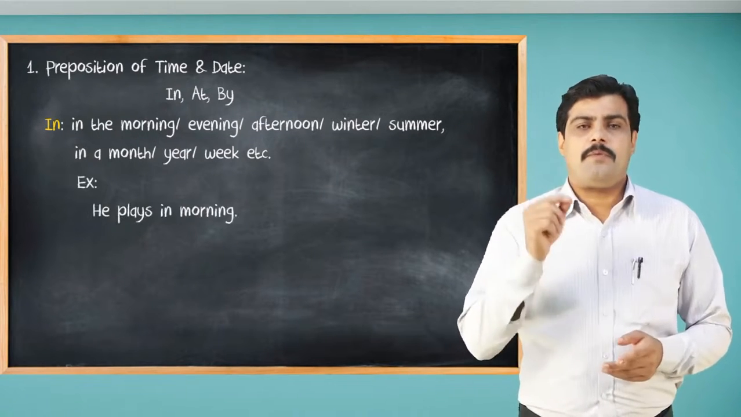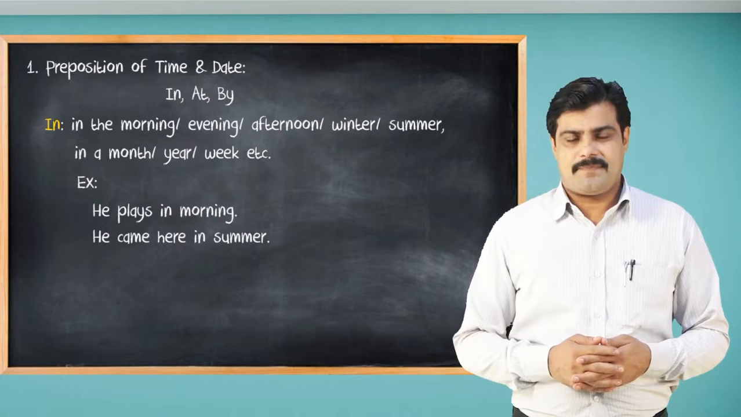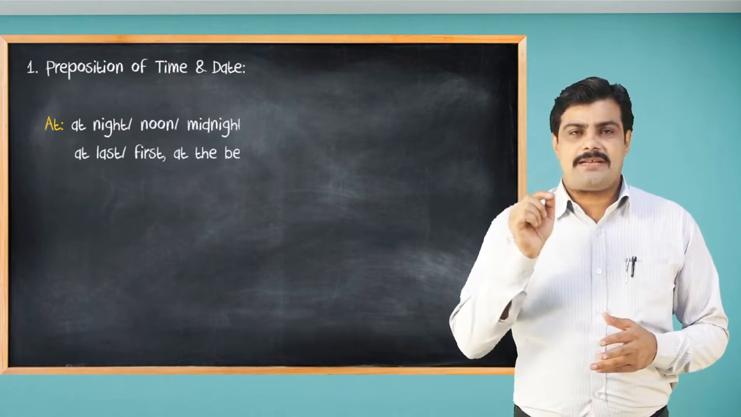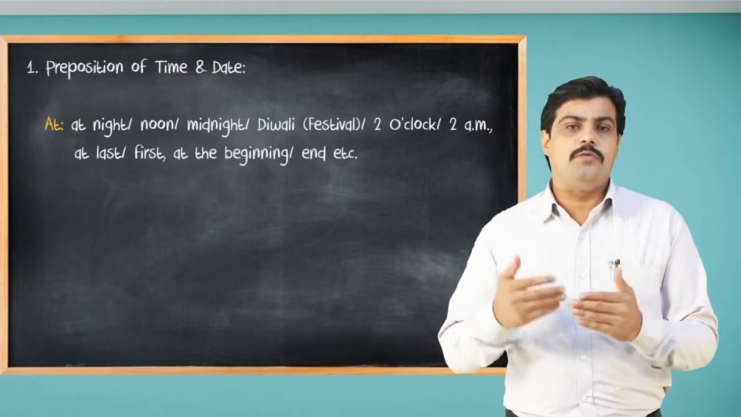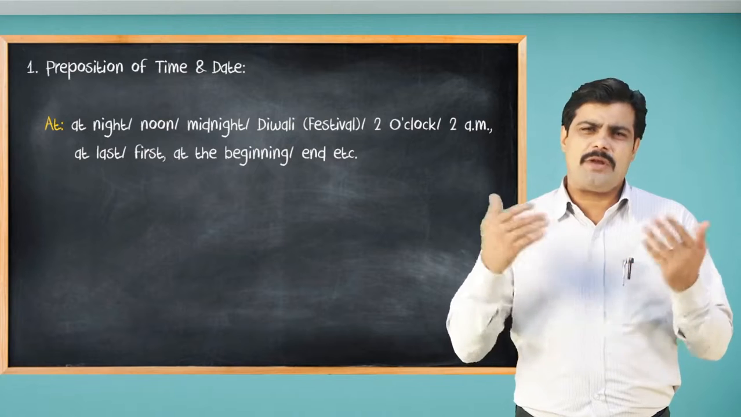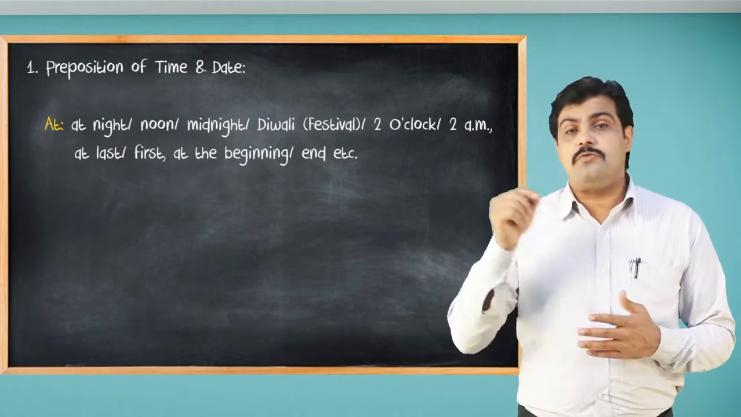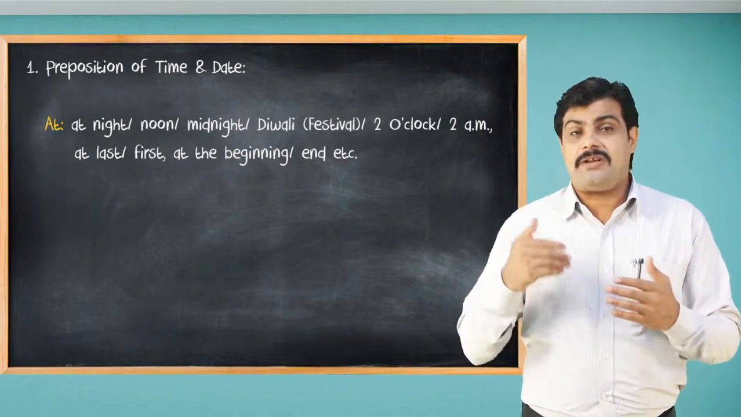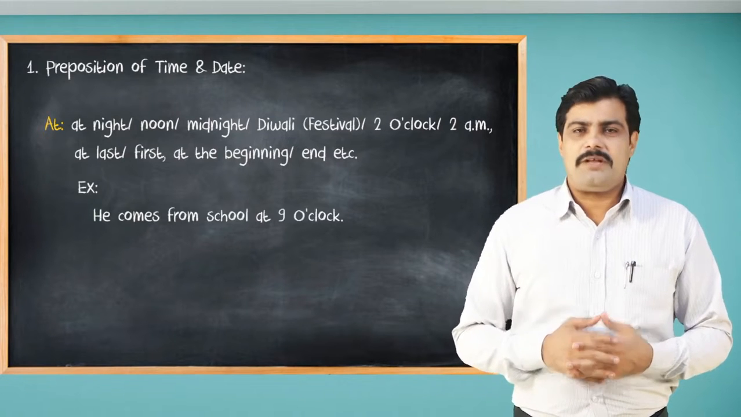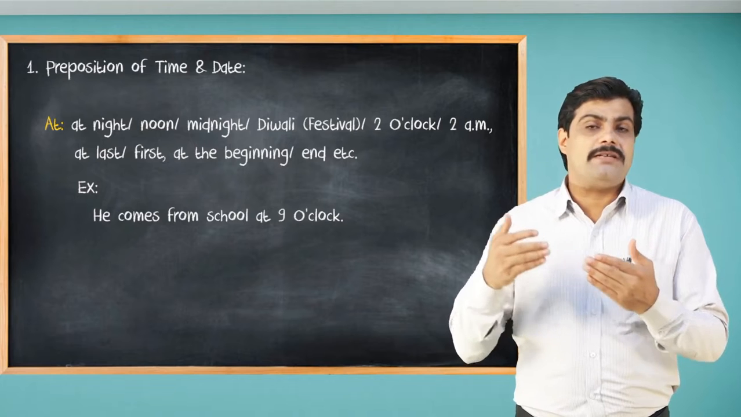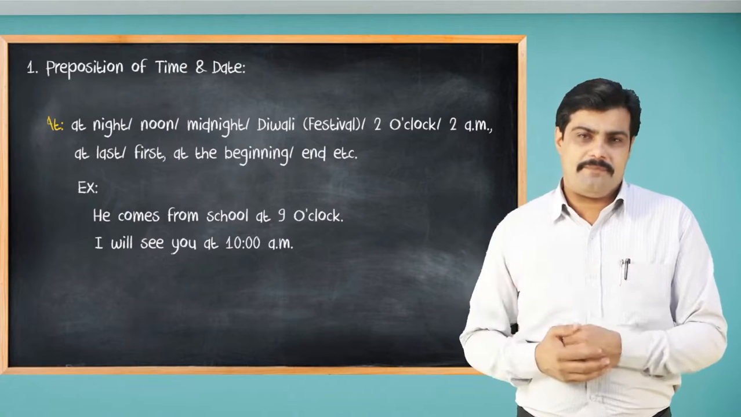For example, he plays in morning. He came here in summer. The another preposition is at. At is used in the expressions like at night, at noon, midnight, Deepavali or any festival, 2 o'clock, any specific time, 2 a.m., 2 p.m., at last, first, at the beginning, and etc. For example, he comes from school at 9 o'clock. I will see you at 10 a.m.